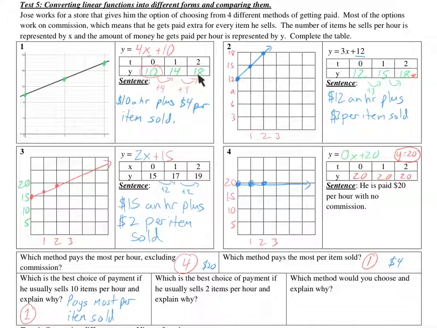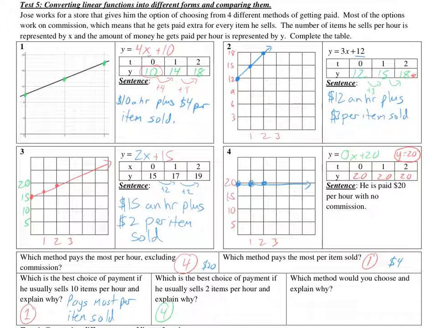Well, this is 18. This is 18. This is 19. And this is 20. So if you sell at most 2 items per hour, which one's best? Isn't it going to be 4? And why? I simply looked at the table. Just look at the table.